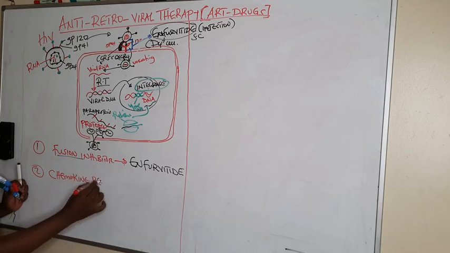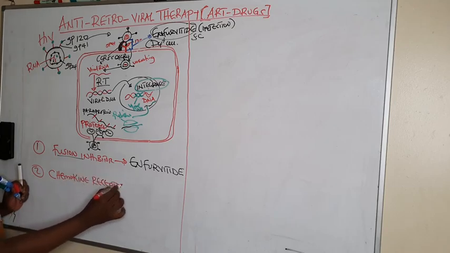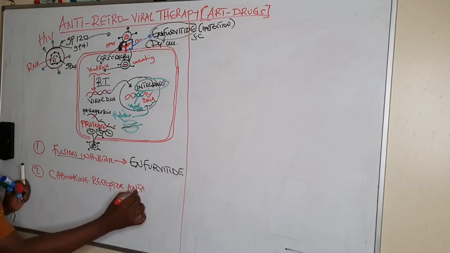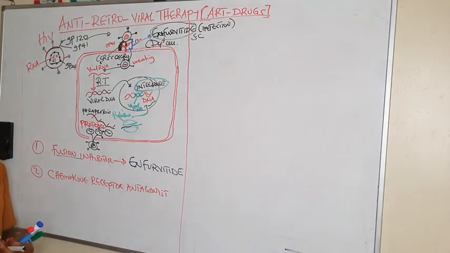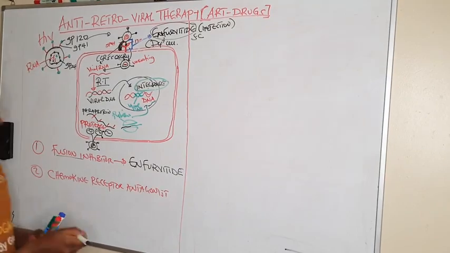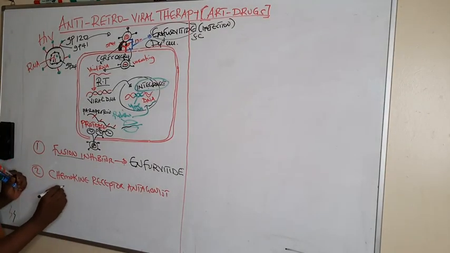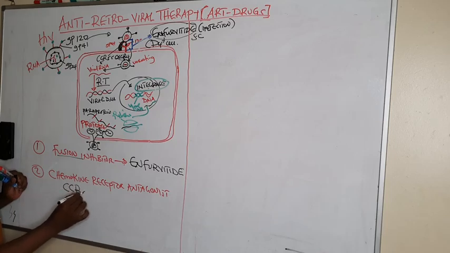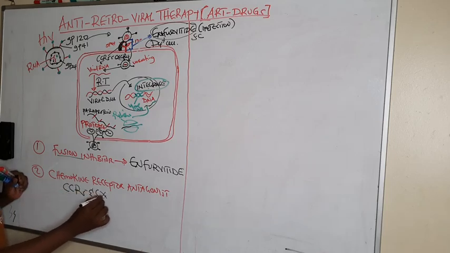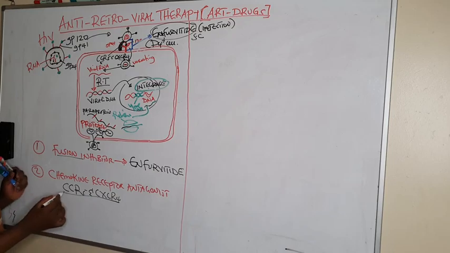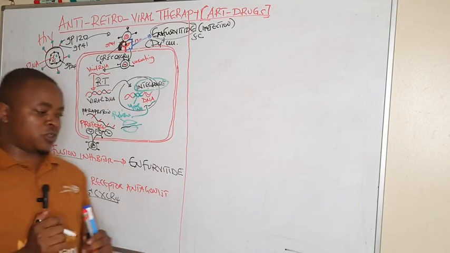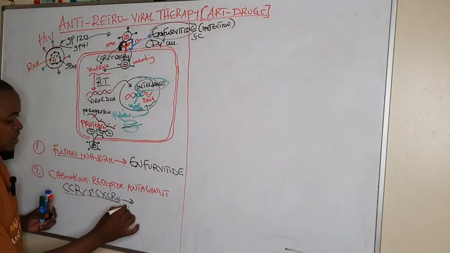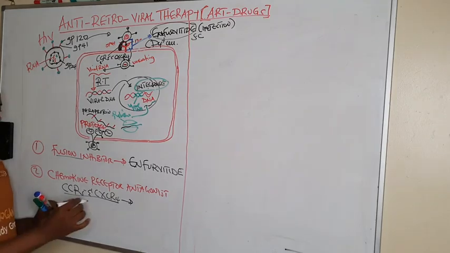Chemokine receptor antagonists. So these act by binding and antagonizing the co-receptors known as CCR5 and CXCR4. These are receptors that enable firm attachment of the virus so that it can enter into the host cell. And the drug which is being utilized under here is known as maraviroc.